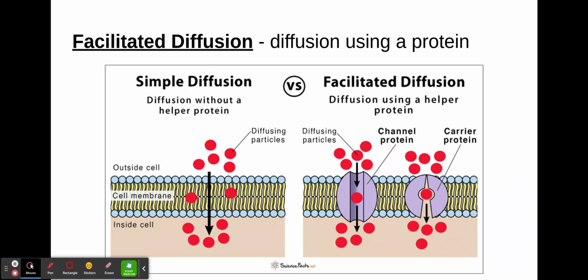So take a look at this picture. Simple diffusion is on the left. This is regular diffusion. The molecules can go through the cell membrane. They can fit through the toothpicks and the marshmallows. On the right, the molecules are too big and they need help to go through the cell membrane, so they use a channel. To facilitate means to help. You have this definition down below your chart, so you can write that: diffusion using a protein.